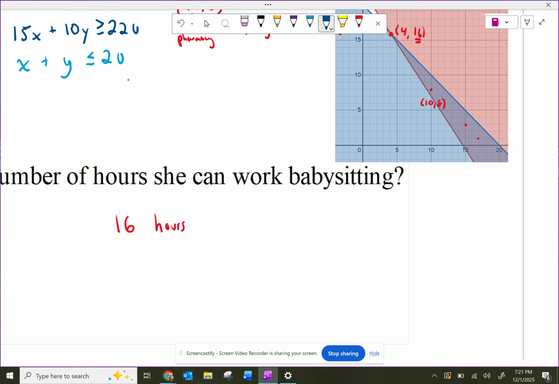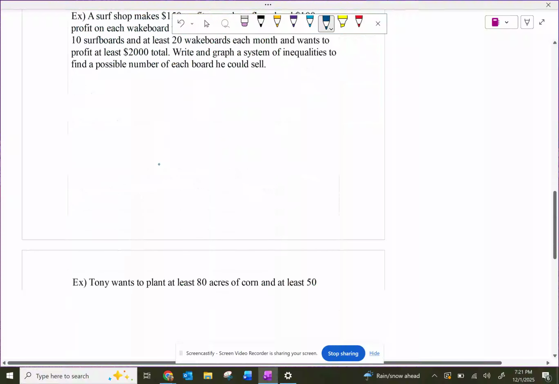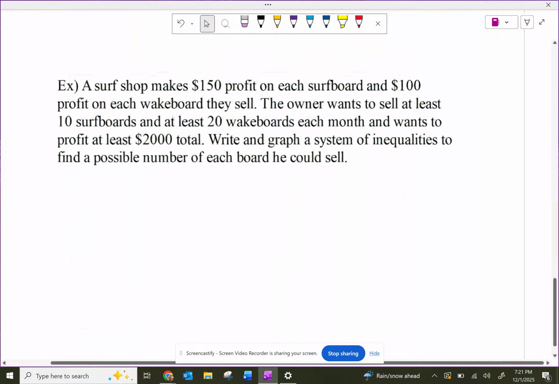Okay? Simple enough. And you can see that this is similar to things that we've done already. Okay? Next example.